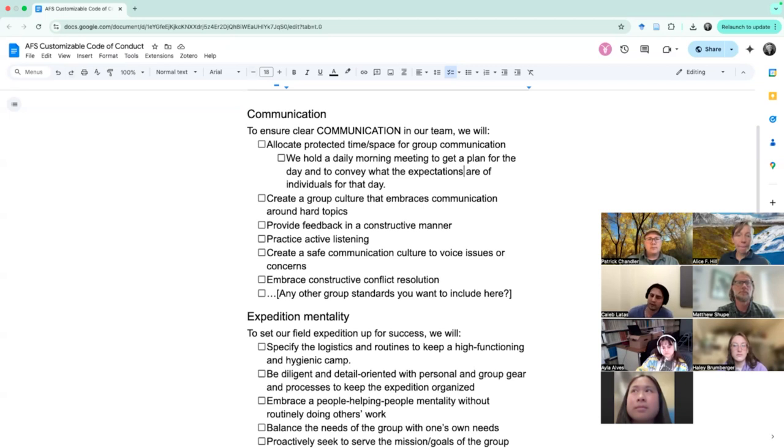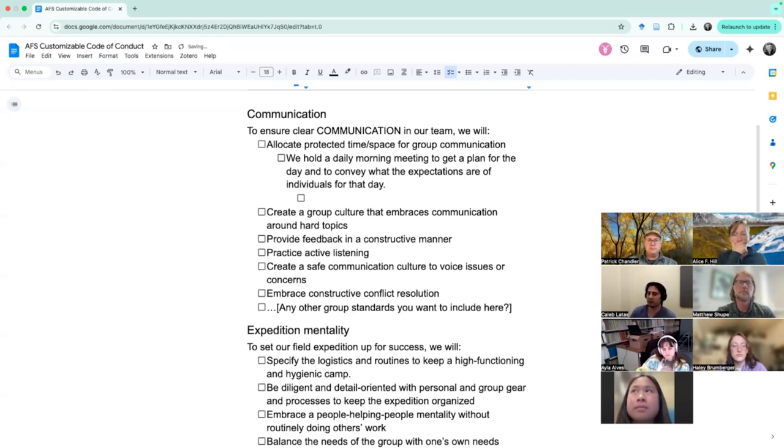For the morning meeting, I think it'd be good if we specify that we're going to revisit any new risk management considerations that come up, either due to changing weather or to a new site.